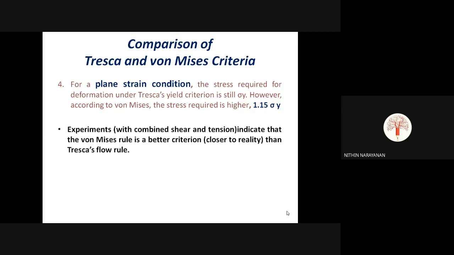Before that, we got the yield locus for both criteria. For Tresca, we got a hexagonal shape. For von Mises, we got an elliptical shape. When comparing, we compared for uniaxial stress, biaxial stress, pure shear, and plane strain conditions. After comparing, we understood that for combined shear and tension cases, the von Mises rule is a better criterion, closer to reality than the Tresca rule.